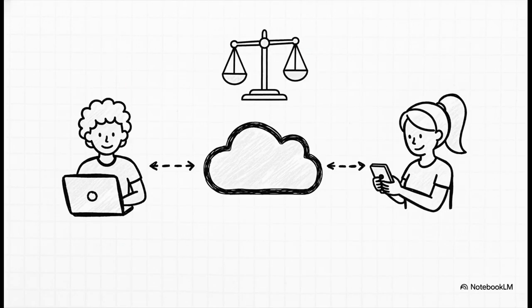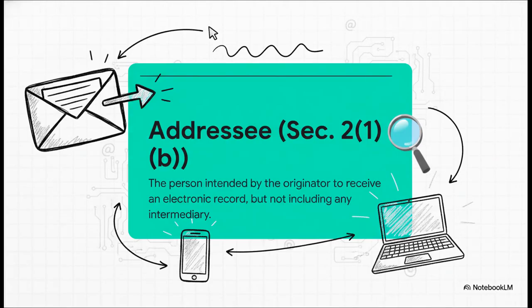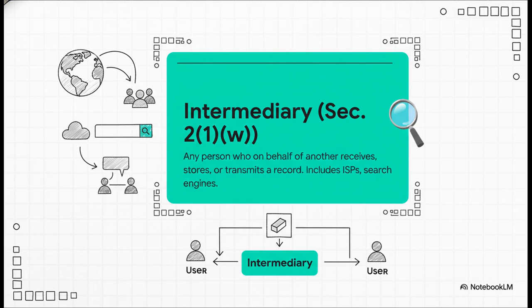All right, so we've defined the hardware. Now let's talk about the people and the platforms involved, because knowing who's who is critical when you're trying to figure out who's legally responsible for what. The addressee is pretty straightforward. It's just the person who's supposed to get the message. If I send you an email, you're the addressee. Simple as that. Now pay close attention to this one. This term, intermediary, is a huge deal for your exam. These are the go-betweens. We're talking about your internet service provider, search engines like Google, social media sites, anyone who handles data for other people. The law has very specific rules for them.